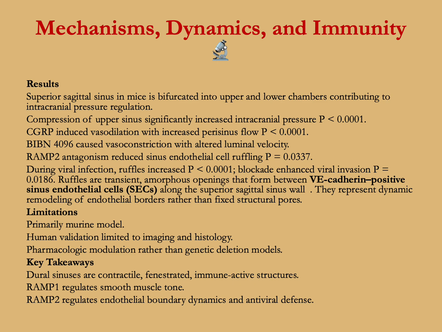The key takeaways are: dural sinuses are contractile, fenestrated, immune active structures. RAMP1 regulates smooth muscle tone, RAMP2 regulates endothelial boundary dynamics and antiviral defense.